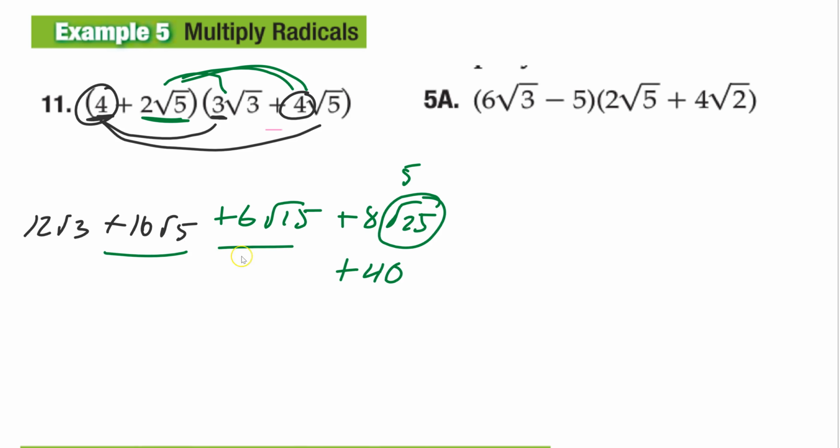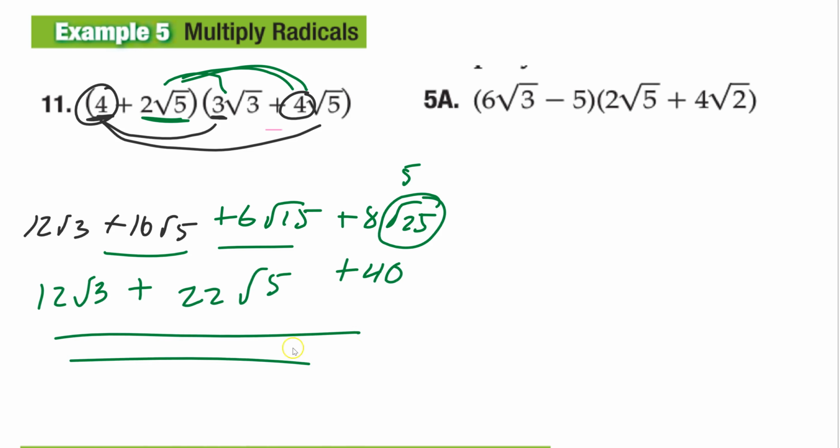I could add like terms right here, and I get 22 rad 5. And then 12 rad 3. And that's it. They're all different. This is the same thing. Another one. Let's do it real quick.